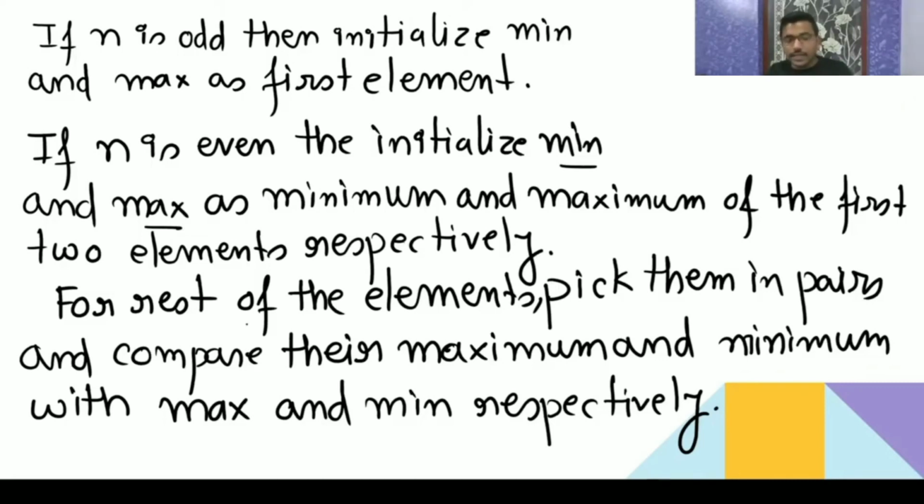Then after that, for the rest of the elements, pick them in pairs and compare their maximum and minimum with the max and min respectively. So the maximum we will compare with max, and the minimum we will compare with min. And if maximum is going to be greater than max, then that is going to be our max.